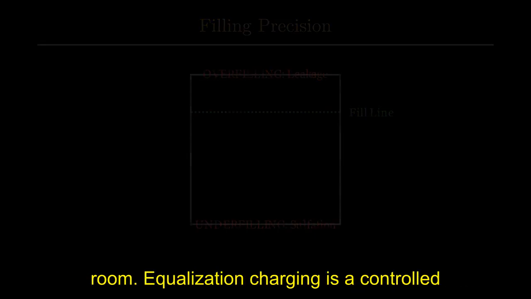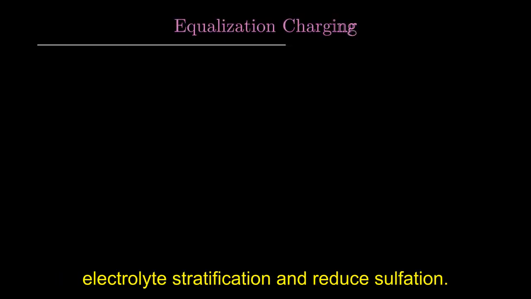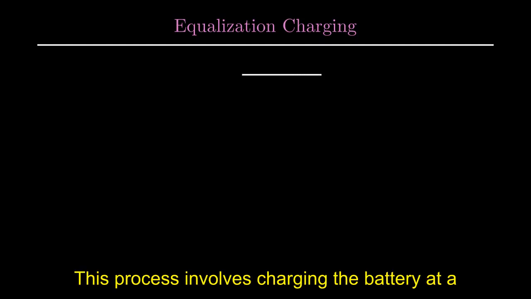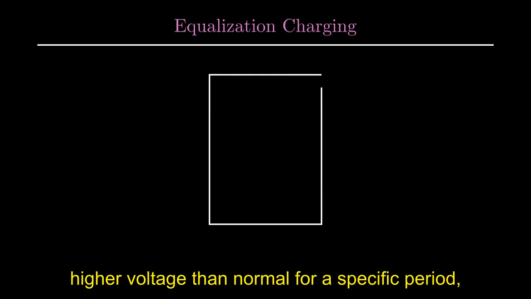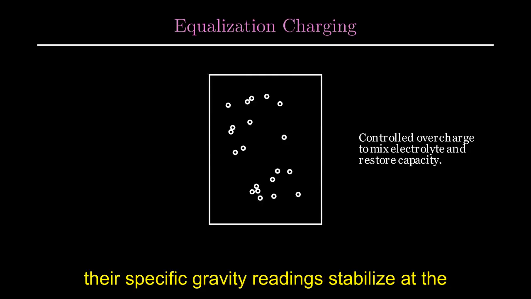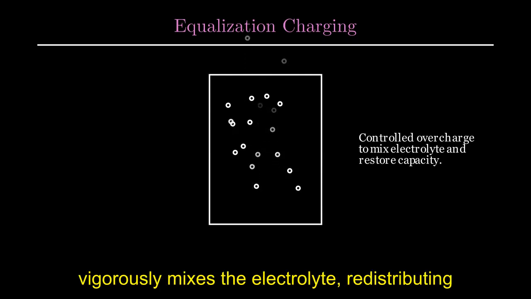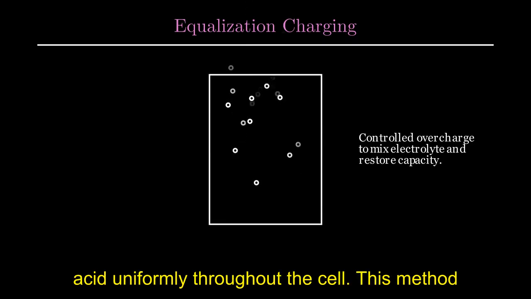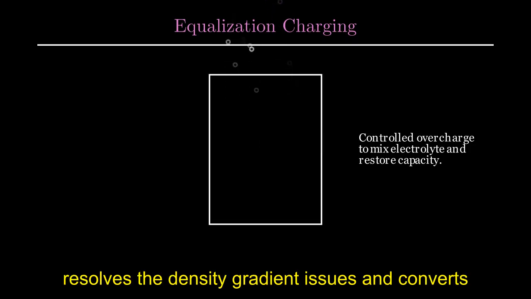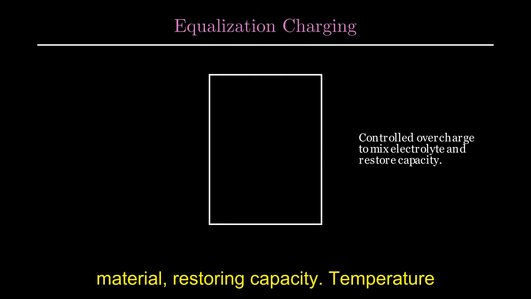Equalization charging is a controlled overcharge applied to lead-acid batteries to correct electrolyte stratification and reduce sulfation. This process involves charging the battery at a higher voltage than normal for a specific period, typically until all cells are gassing freely and their specific gravity readings stabilize at the fully charged level. The increased gassing vigorously mixes the electrolyte, redistributing acid uniformly throughout the cell. This method resolves the density gradient issues and converts hard lead sulfate crystals back into active material, restoring capacity.